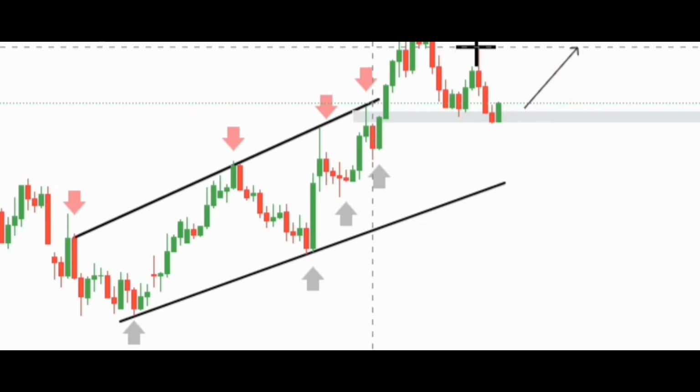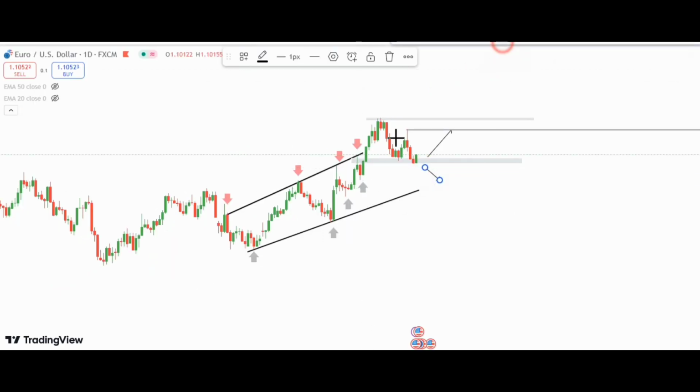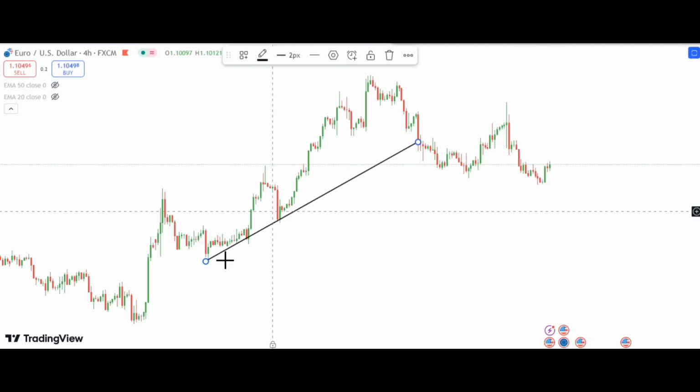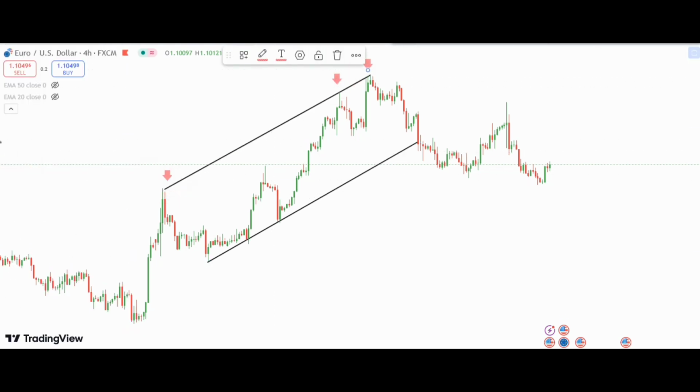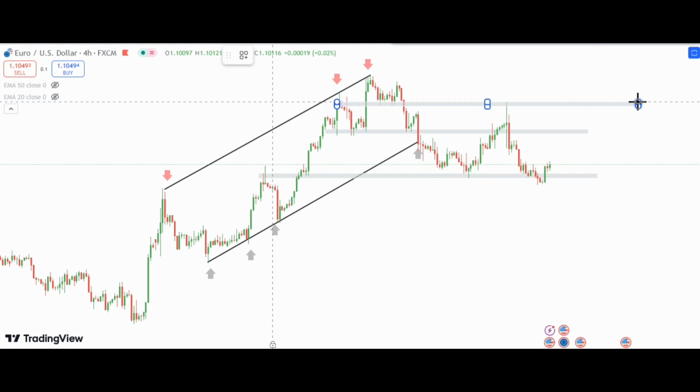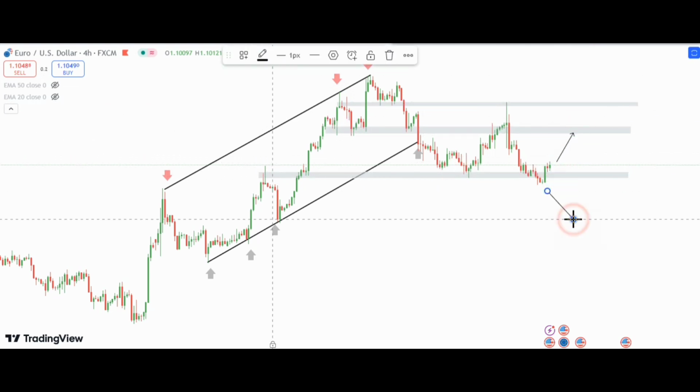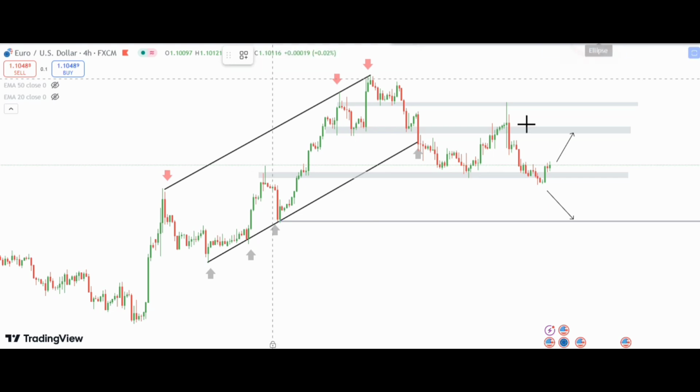Now we move to the 4-hour chart to refine those key levels we identified on the daily chart. This is where we double-check the market structure, whether it aligns with the daily trend. We also look for psychological levels, which are round numbers like 1.1000 or 1.1050. These levels often act as barriers where the market might reverse or continue.